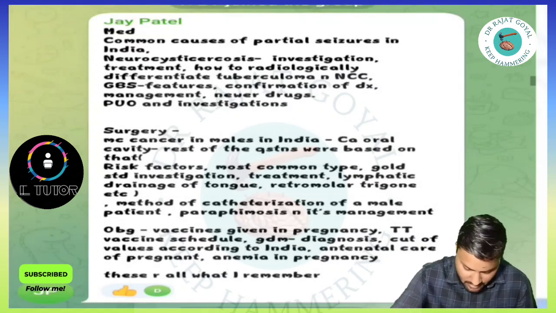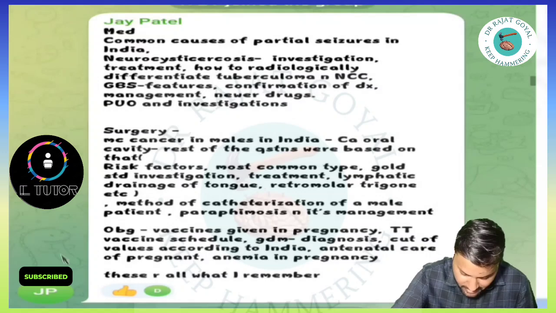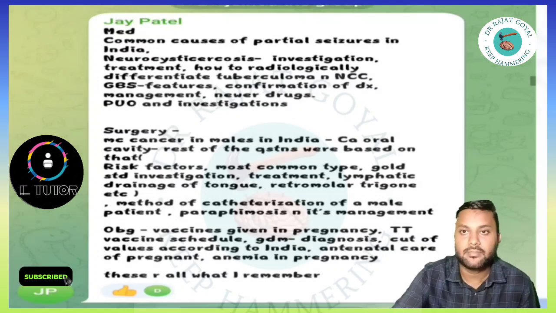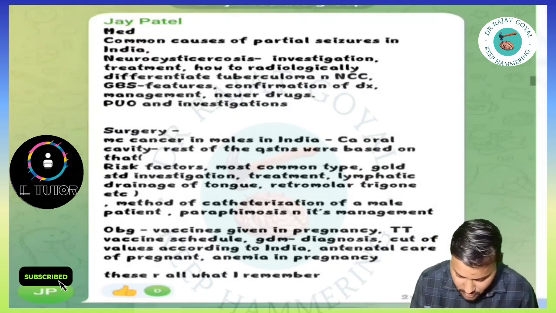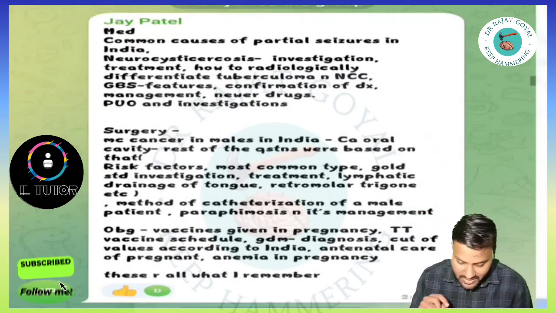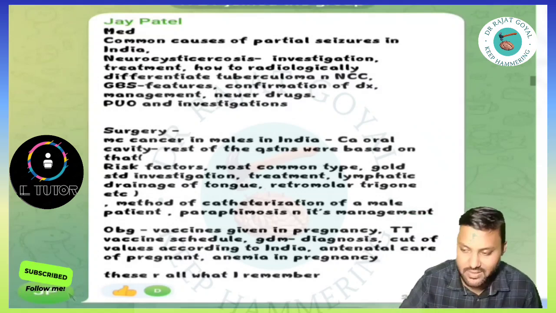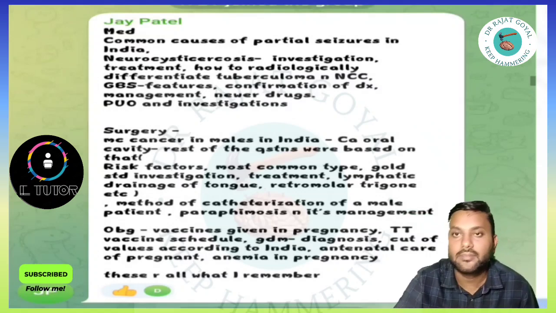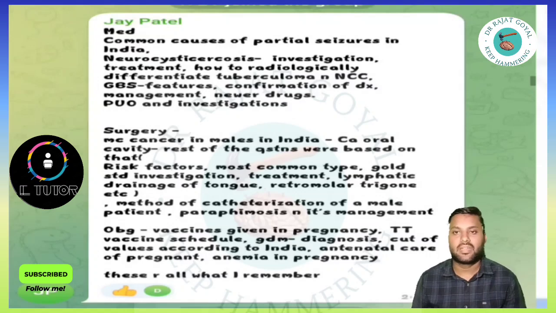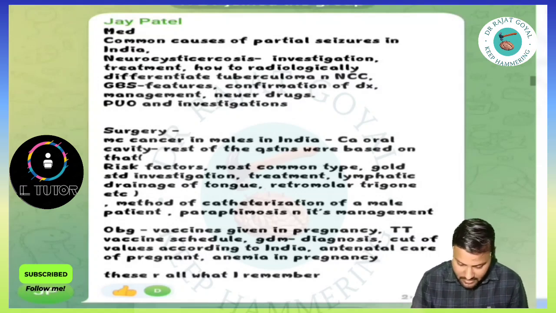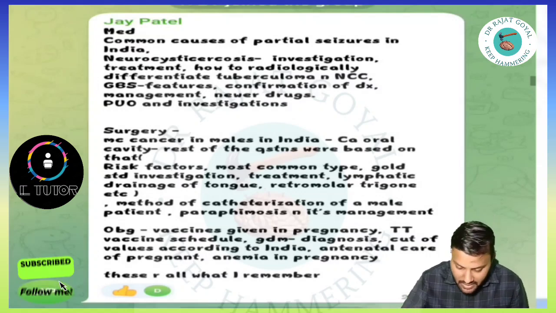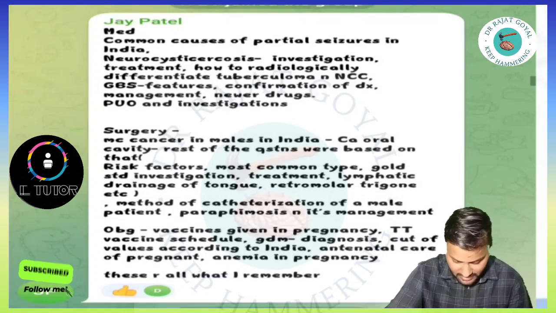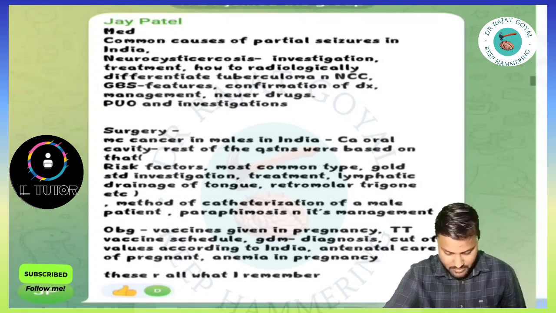Okay, and method of catheterization of male patient, paraphimosis and its management. So this can be a question in surgery. Then in obsgyne, vaccine given in pregnancy. So this is again a very common question: which vaccines can be given in pregnancy and which are contraindicated. TT vaccine schedule, gestational diabetes mellitus diagnosis, cutoff value according to India, which is DIPSI, and antenatal care of pregnant, anemia in pregnancy.